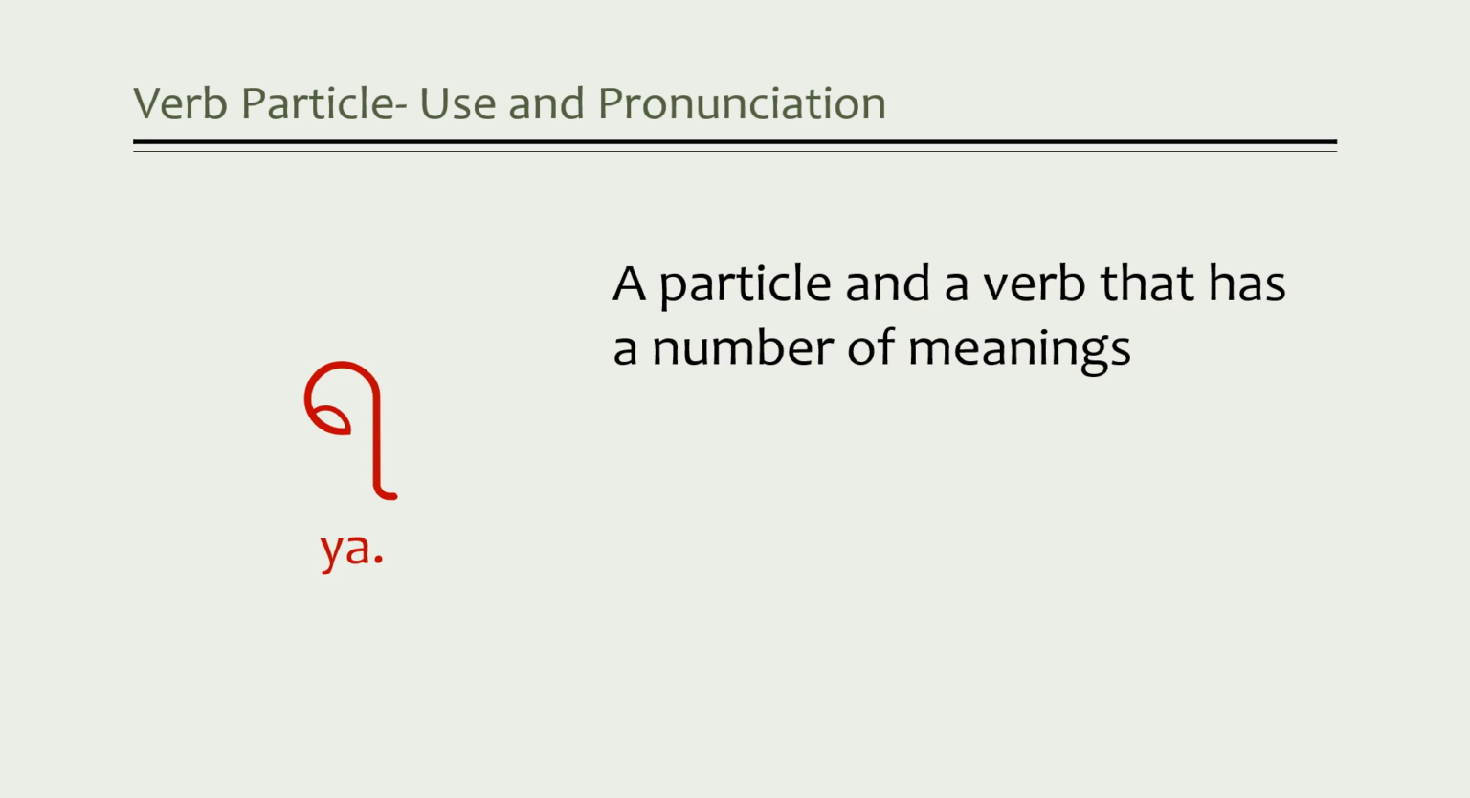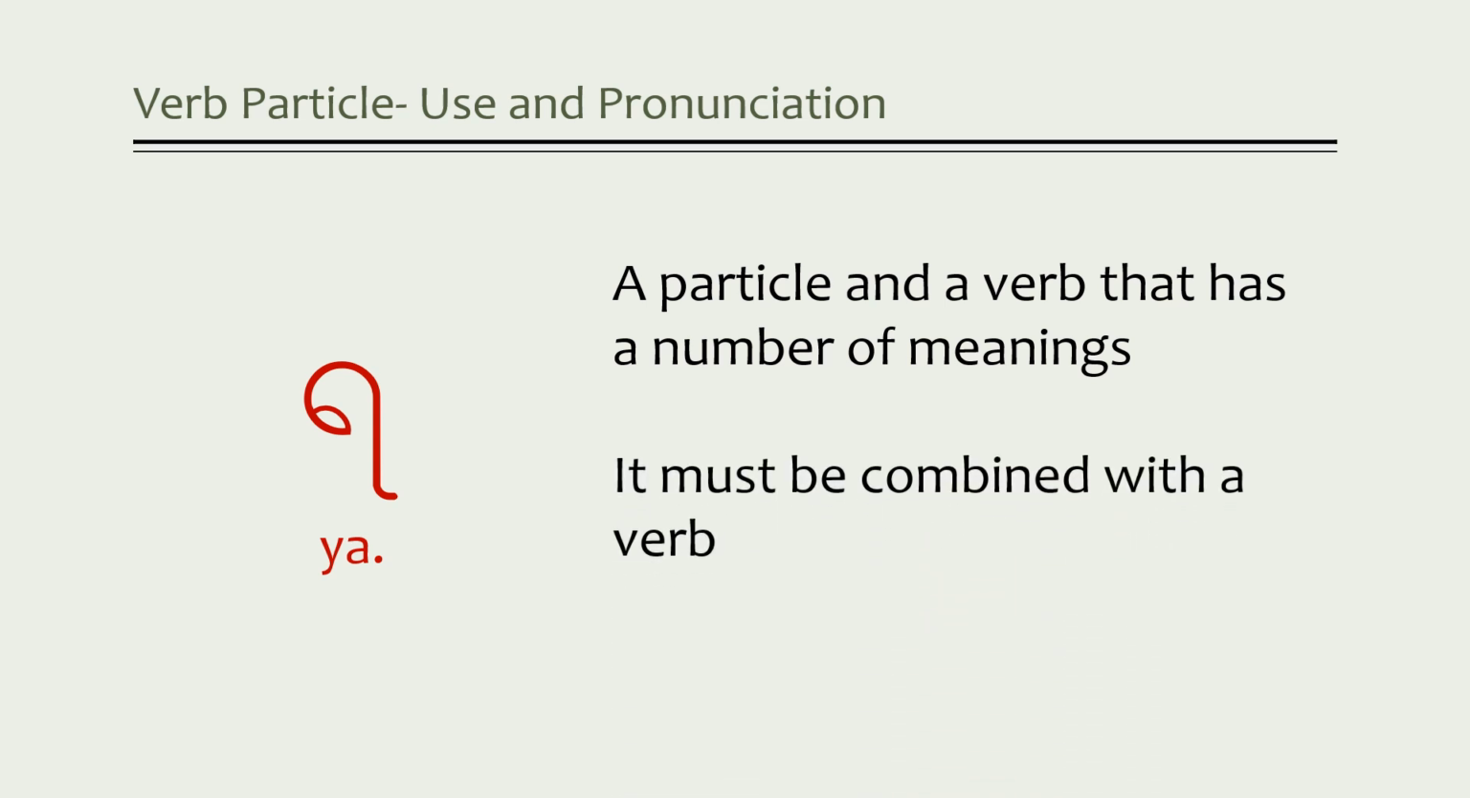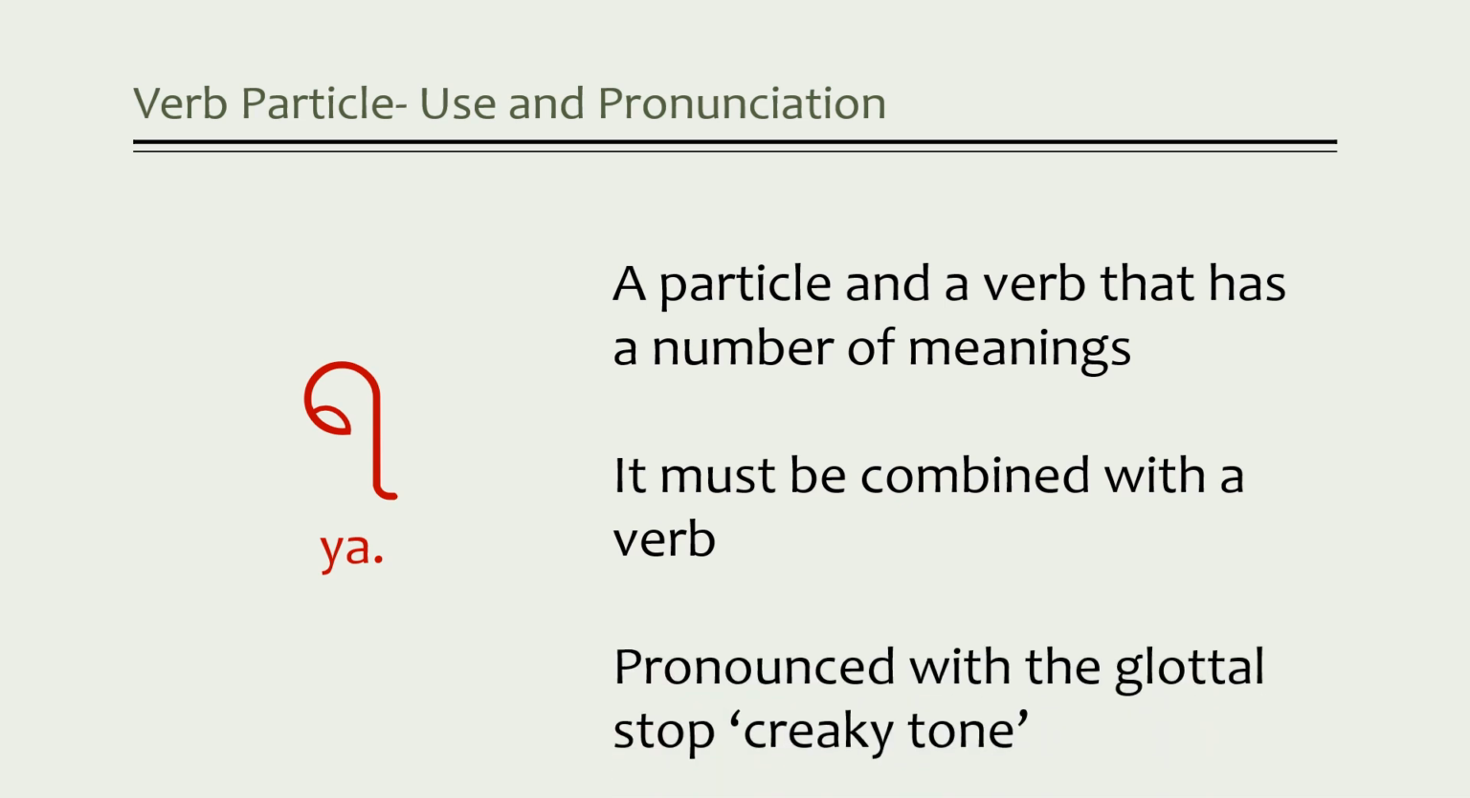Now remember, I said that in English you can sometimes use a helping verb without the main verb. For instance, you could just say, I must. But in Myanmar, that's not the case. This particle for must needs to be combined with a primary verb, and I'll show you how to do that in just a minute. First, let's consider how to pronounce it. It has the creaky stop tone and is pronounced ya, ya.